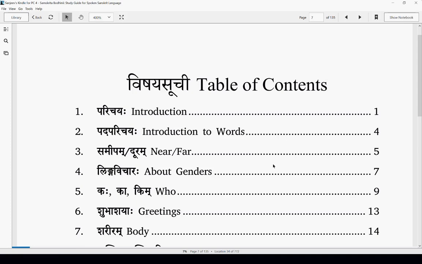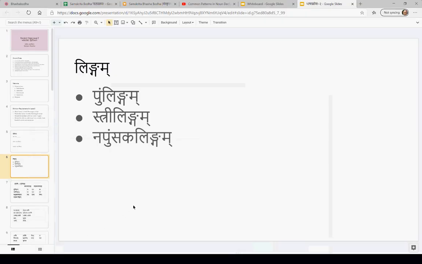Okay, then we have linga vichara. The important thing in Sanskritam is linga, or gender. Linga vicharaha, lingam. So how many genders are there in lingam, and what is lingam applicable to? That is also important. There are three lingams: pullingam, strilingam, and napunsakalingam, three genders. These lingams are applicable to words, not to the object itself. The object could be lifeless, achetanam, or with life, chetanam. In either case, the lingam could be pullingam, strilingam, or napunsakalingam.